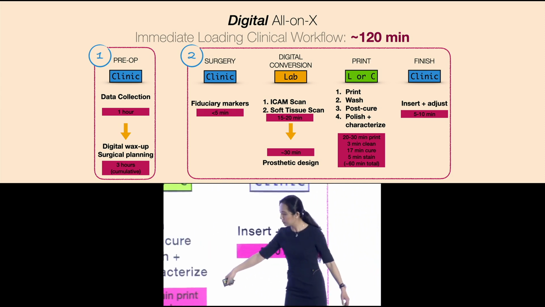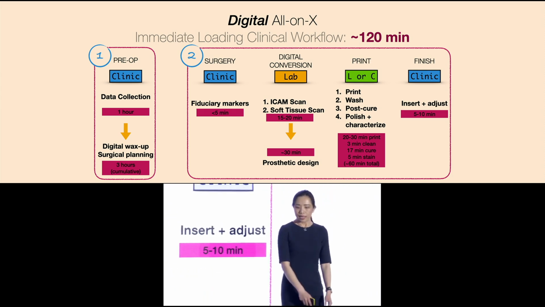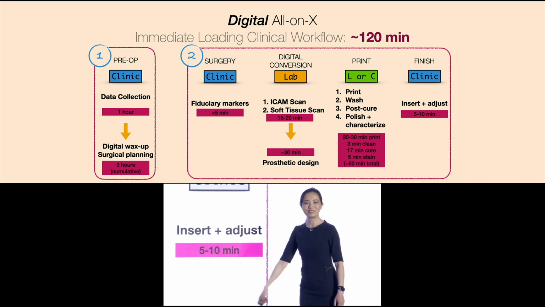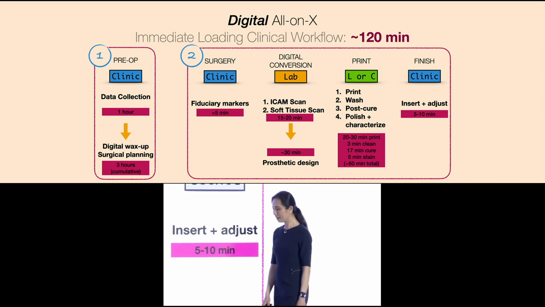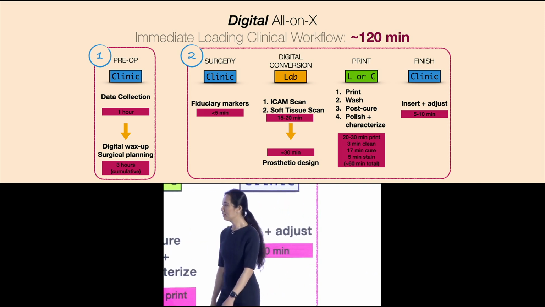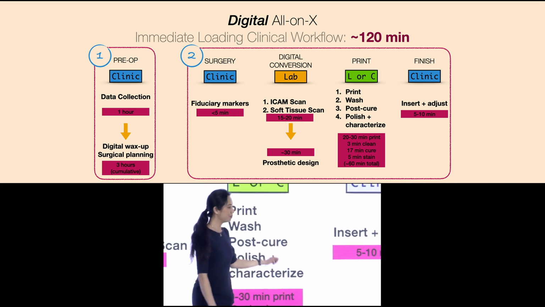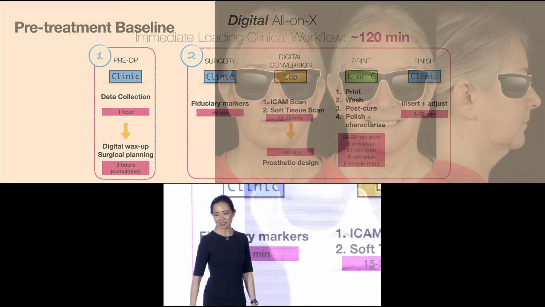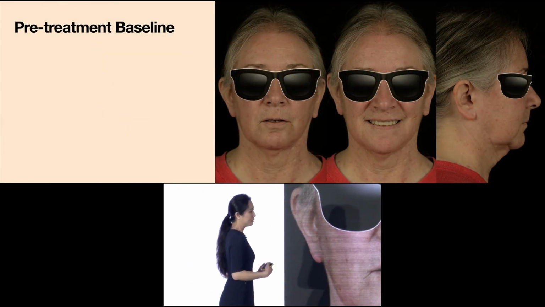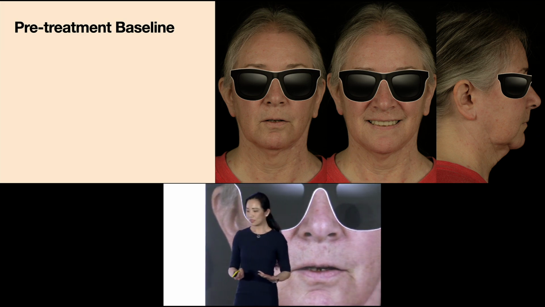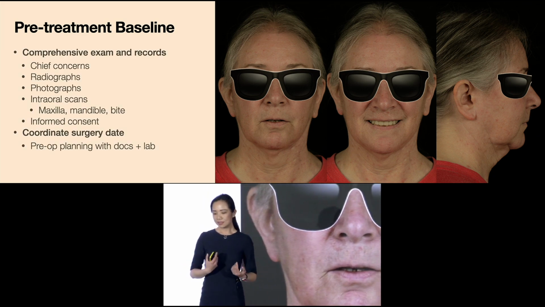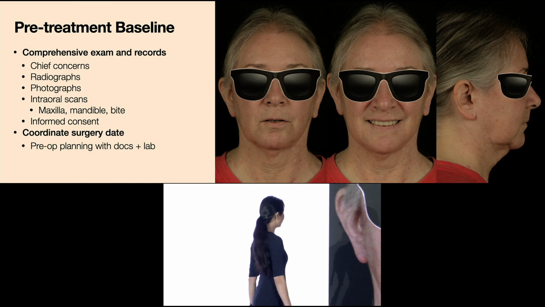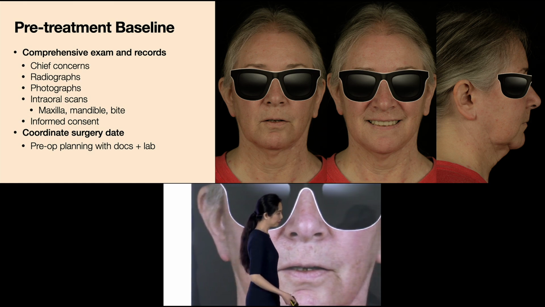And currently, these are roughly the print times that I'm seeing clinically. So just about an hour. And then, assuming everything is done well, when you insert the restoration, it drops right in, passive fit. Occlusion might take 30 seconds, and you just have to torque the screws down. And that's the reason why I would budget 5 to 10 minutes, because they don't really want to send patients home with open access holes. So 120 minutes. With a pre-treatment baseline, we always start with clinical photos to identify the smile line, identify chief concerns, take intraoral scans, get informed consent, and coordinate a surgery date.